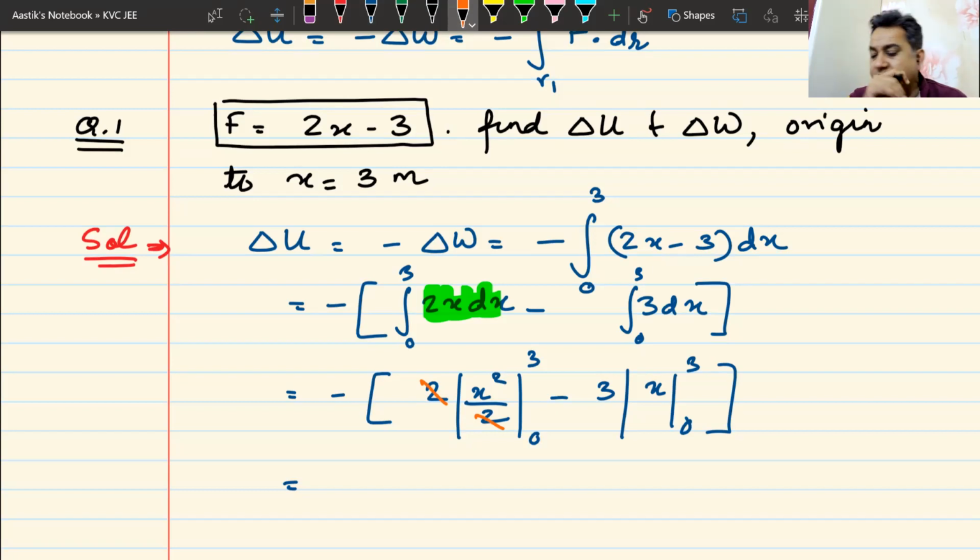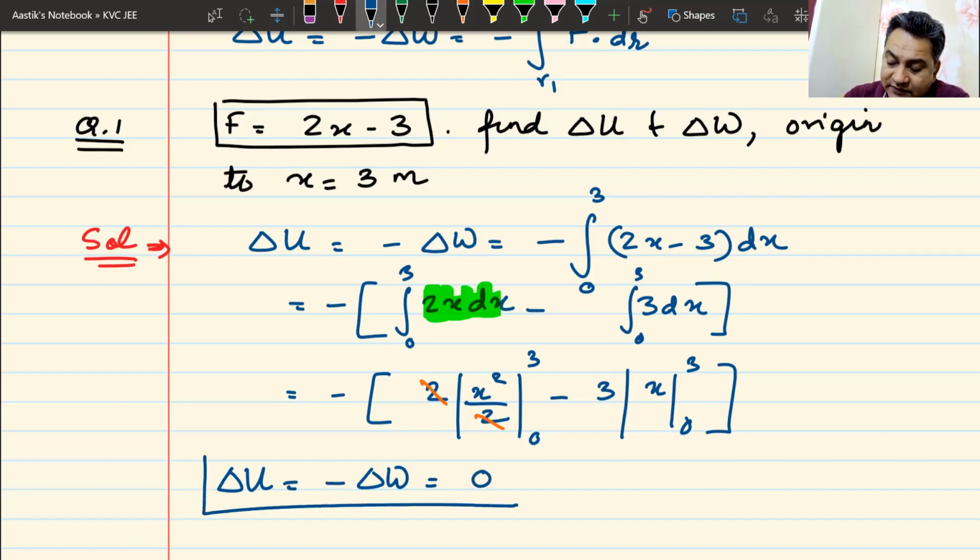What is the value of change in internal energy, change in potential energy, coming as? I think the answer is coming 0, right? Yes or no? Have I made any mistake? Doesn't look like it. Change in internal energy, which is the negative of work done, is nothing but equal to 0. That is the answer we were looking for.